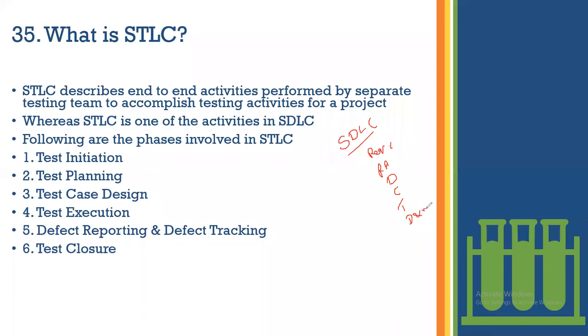But if you go for testing here, we have three levels: unit testing, integration testing, system testing, then user acceptance testing. But system testing, a separate team is going to perform. To do system testing, some process is required. That process is explained by the software testing lifecycle. That is software testing lifecycle.